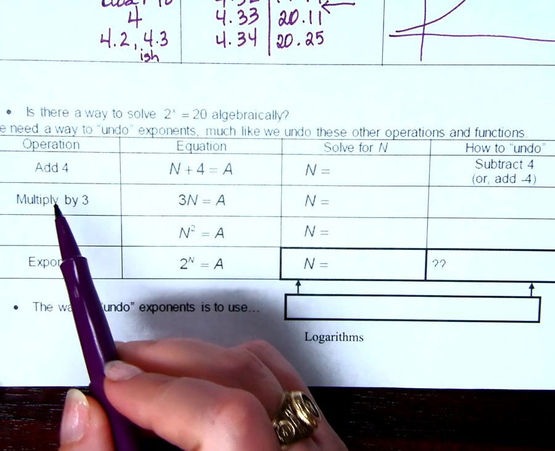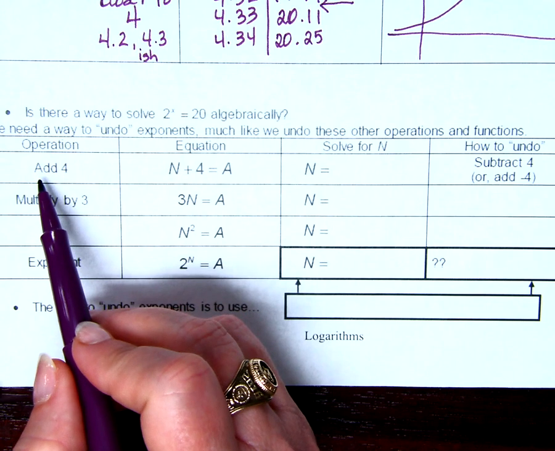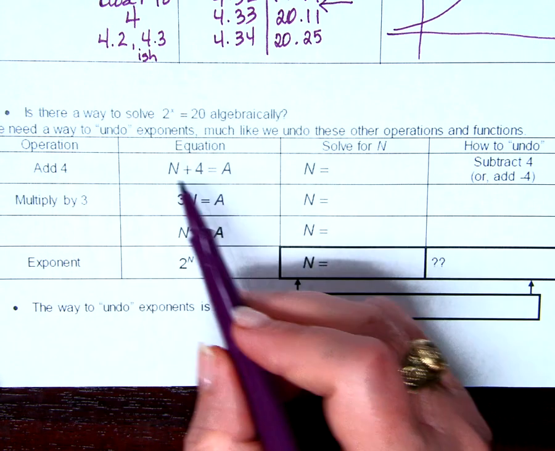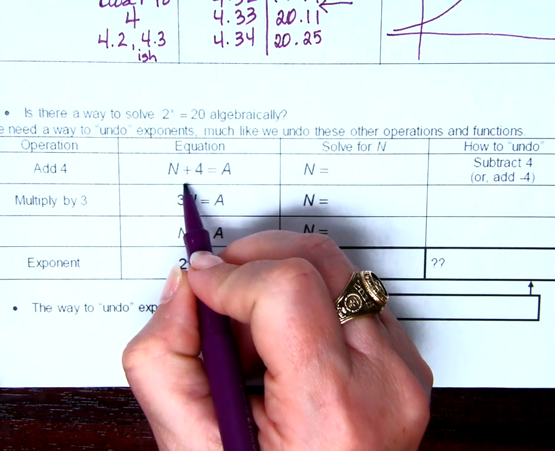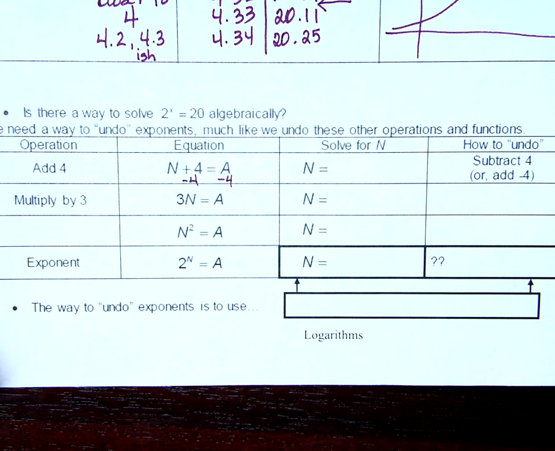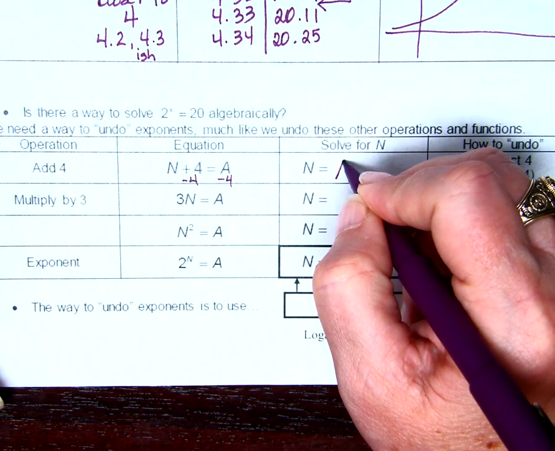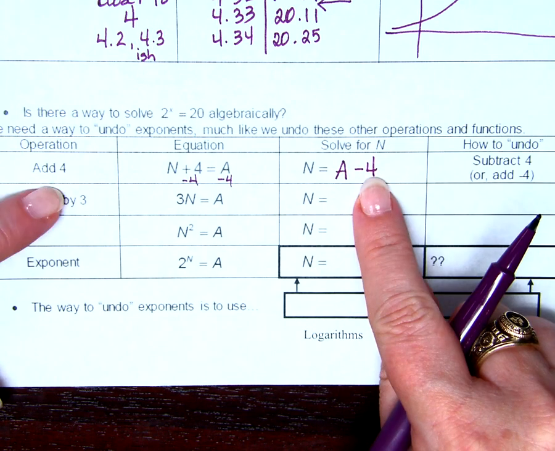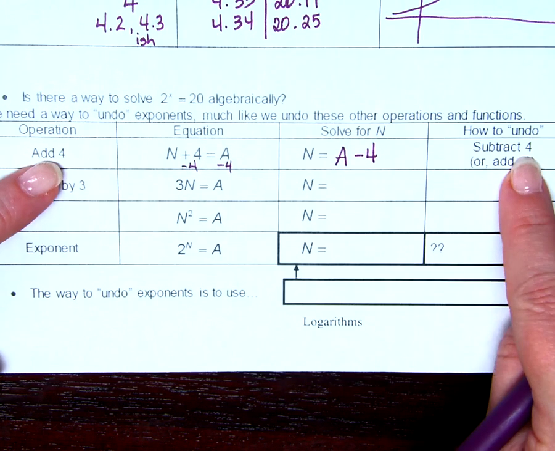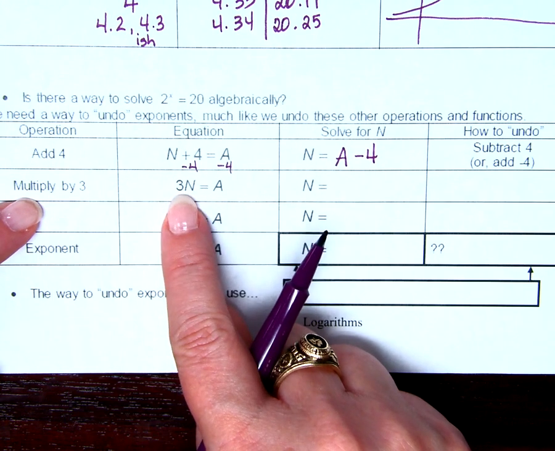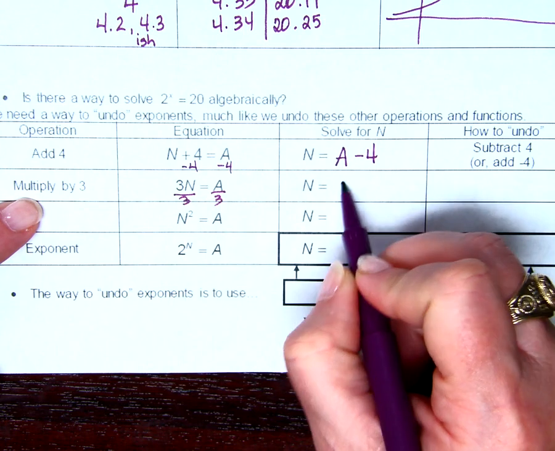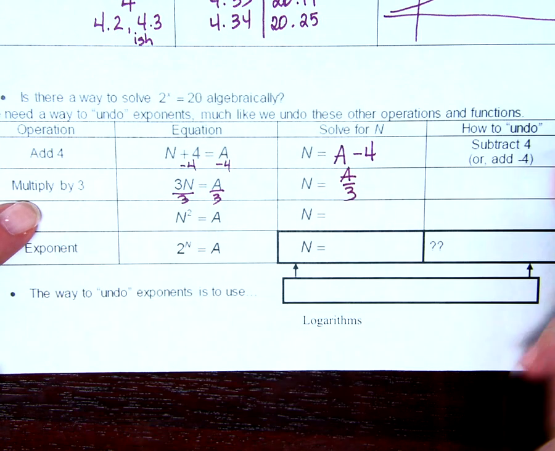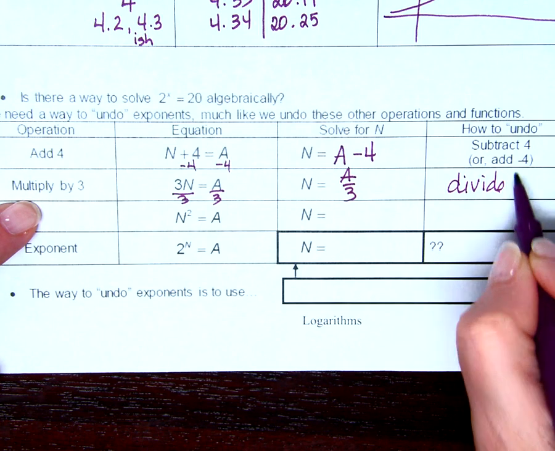Okay. I need you to think about some stuff for me real quick. If the operation we're talking about is adding 4, and the equation looks like n plus 4 equals a, how do I solve for n? Right, because I'm looking for a way to undo my exponents. Let's see if I can figure it out logically. If I subtract 4 from both sides, I get n equals a minus 4. How did I undo adding 4? I subtracted 4, right? What if I'm multiplying by 3 and it looks like 3n equals a? How do I undo 3? I divide by 3, so I get a over 3. So to undo multiplying by 3, I divide by 3.